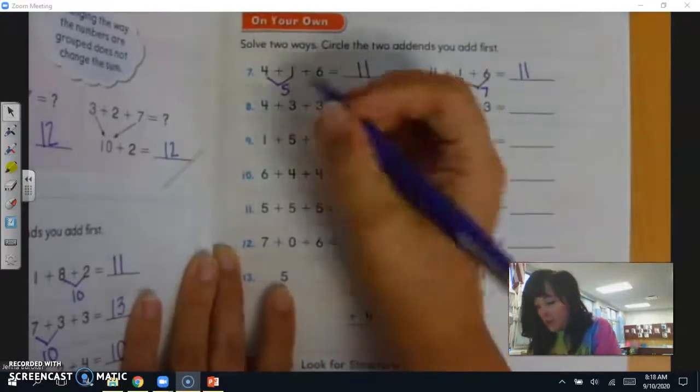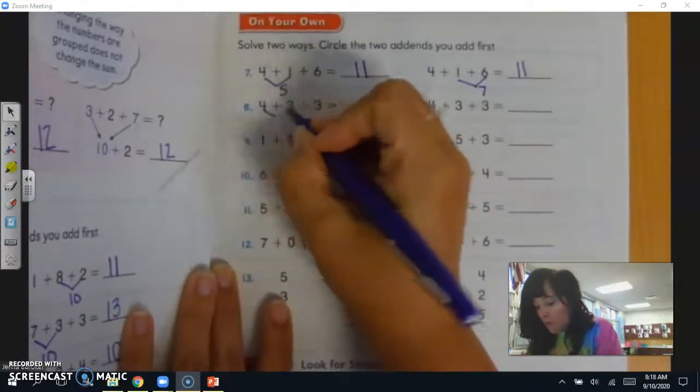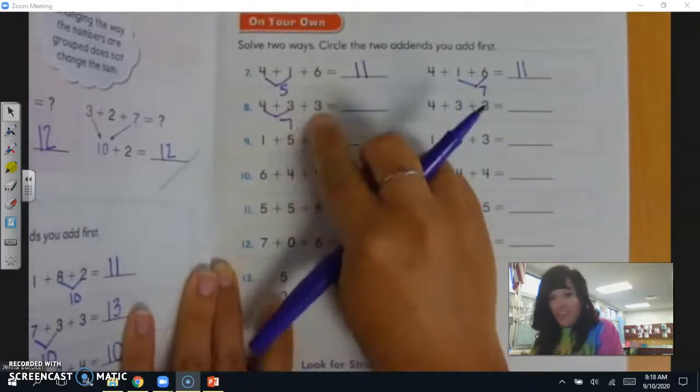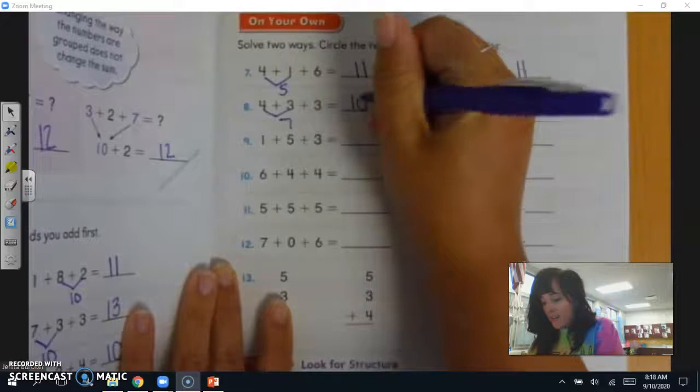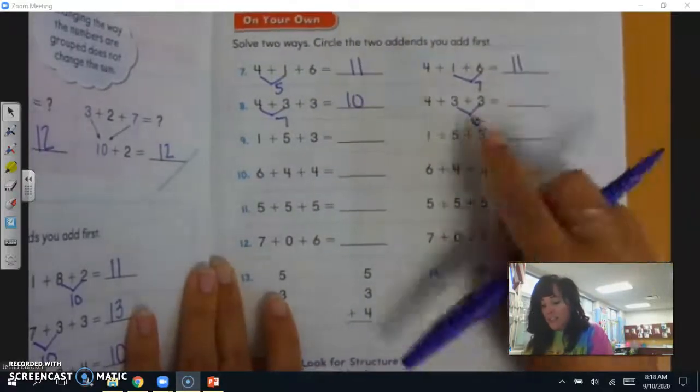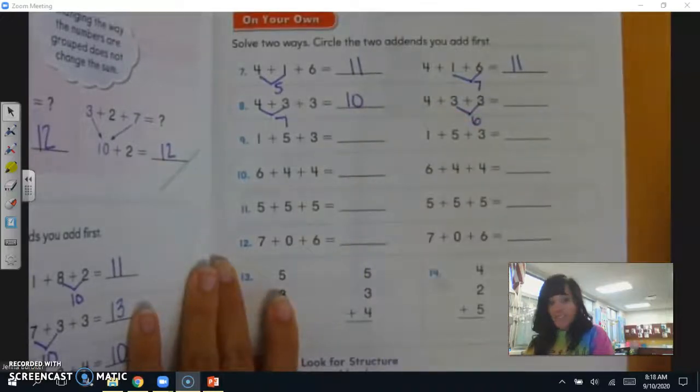Answers match. Okay, we could do 4 plus 3. 4 plus 3 equals 7. 7 plus 3, that makes 10. Or we could do the double first. 3 plus 3, that equals 6. 6 plus 4, 10.